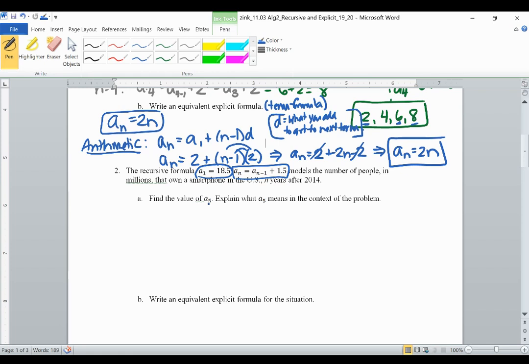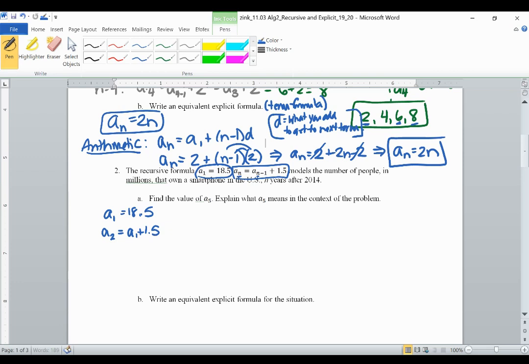So to find a sub 5, I have to find all the terms that come before it. So a sub 1 I know is 18.5. A sub 2, now I'm going to take 2 minus 1. If I put 2 in for n, 2 minus 1 is 1. So I'm taking my first term and adding 1.5 to it.